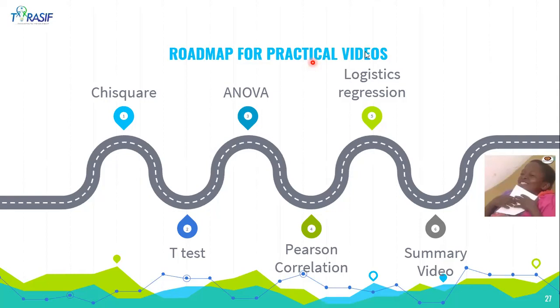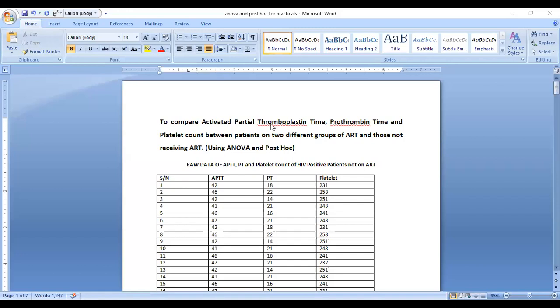The person wanted to compare activated partial thromboplastin time, prothrombin time, and platelet count between patients in two different groups, those on ART and those not receiving ART, using ANOVA and post hoc. So there are three groups here.